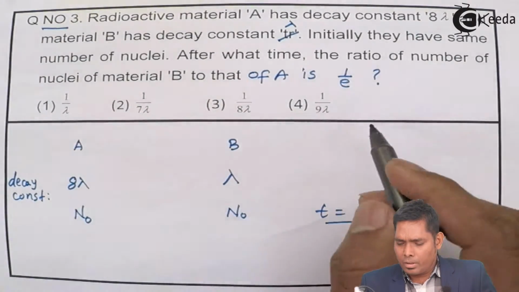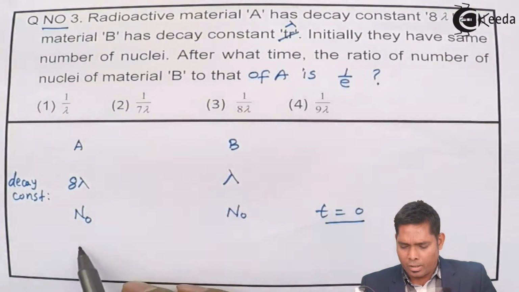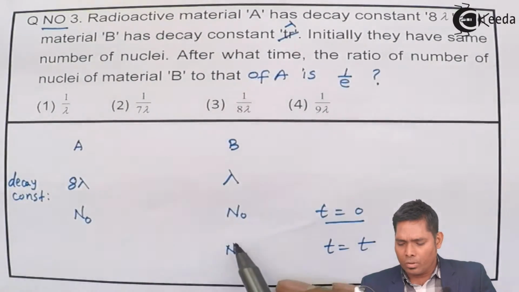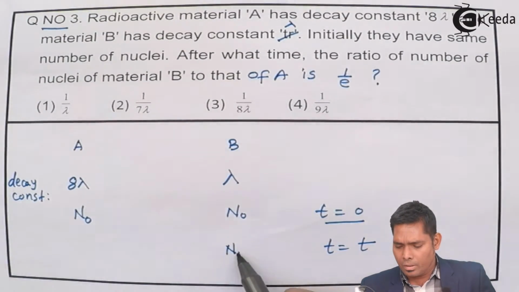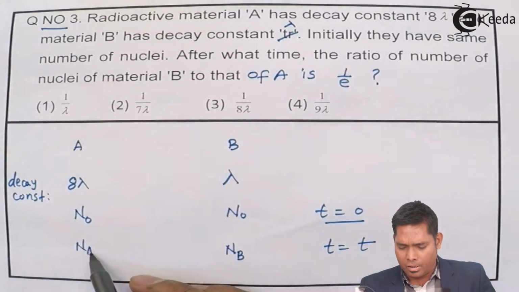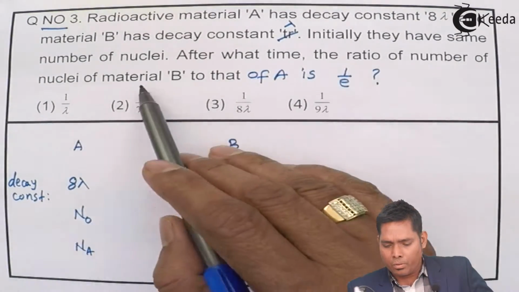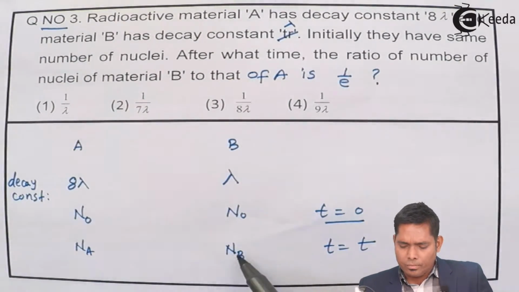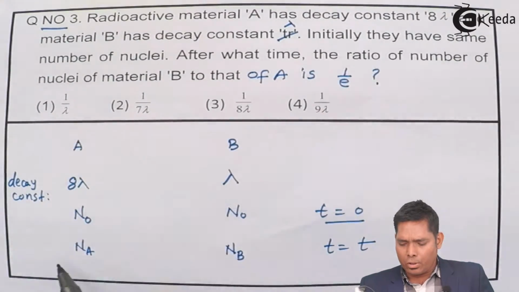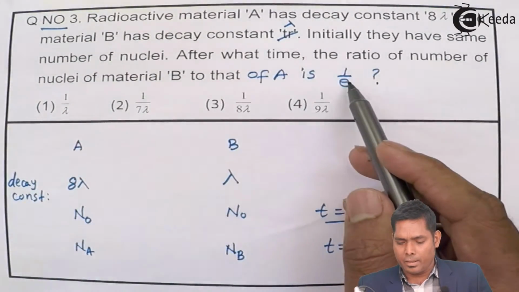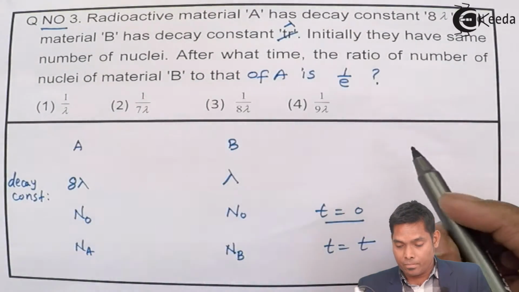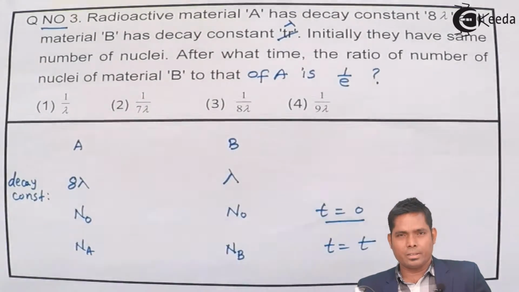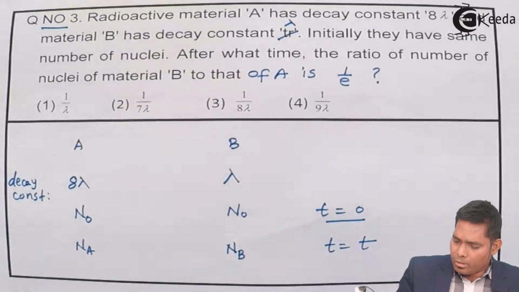After what time is the ratio of B to that of A, that means suppose after a certain time t, the number of nuclei of B is NB and of A is NA. The ratio of the number of nuclei of B to that of A will give 1 by e. So you have to find the time, which will be in terms of lambda, a reciprocal of that.